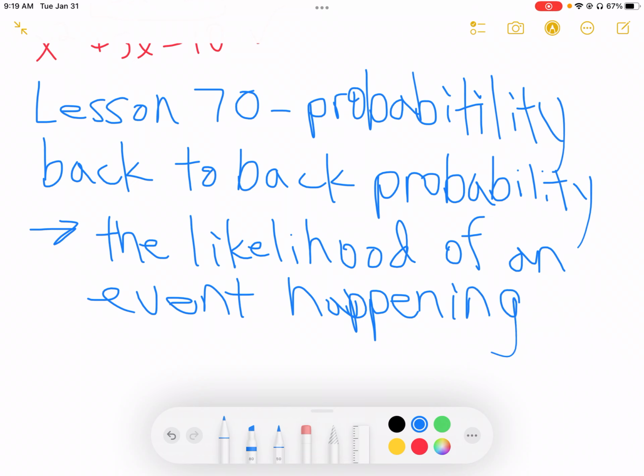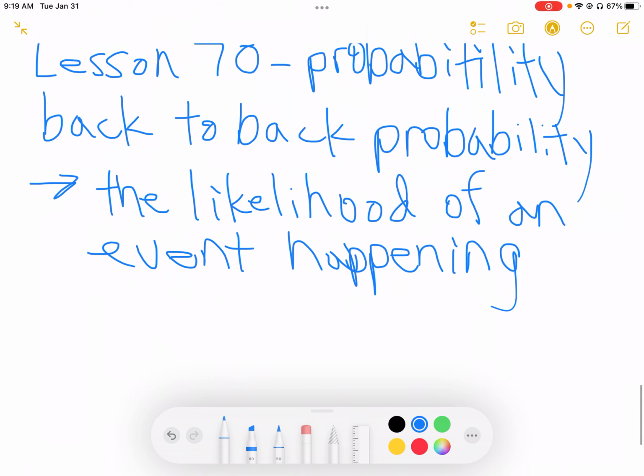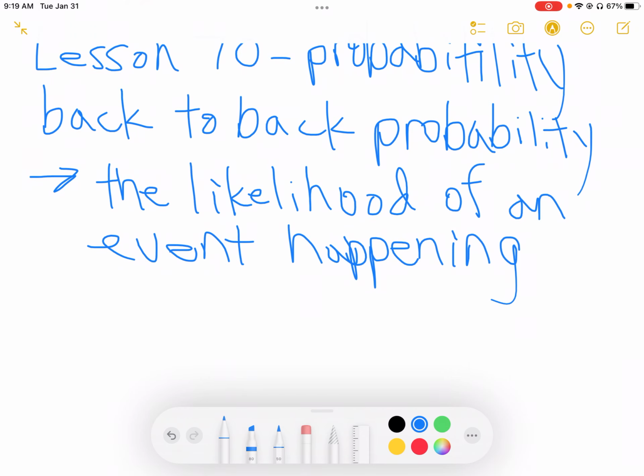Alright, so we're talking about the likelihood of an event happening. If I have a coin and I'm going to flip it, this is pretty easy, because I just have heads and tails, so it's 50-50. I land on the tails or on the head side. We would express it with an equation that looks like this.